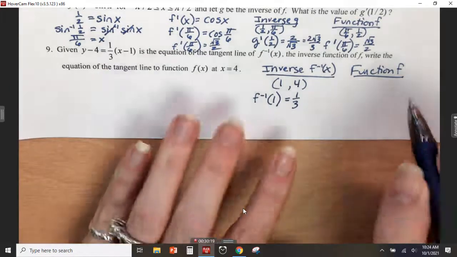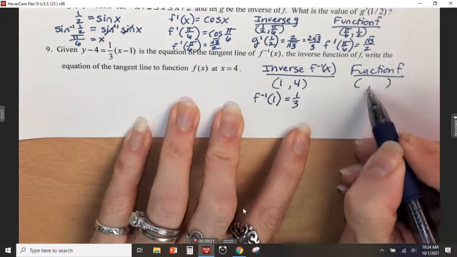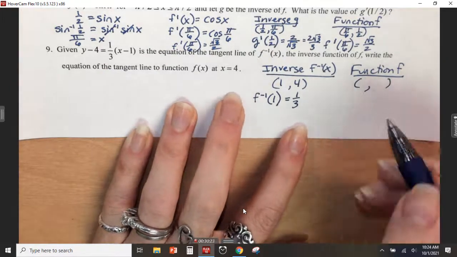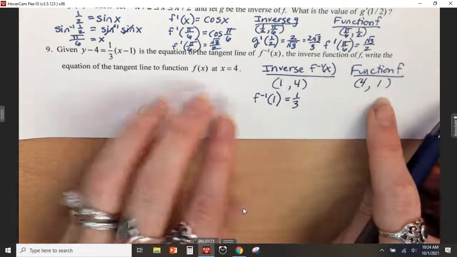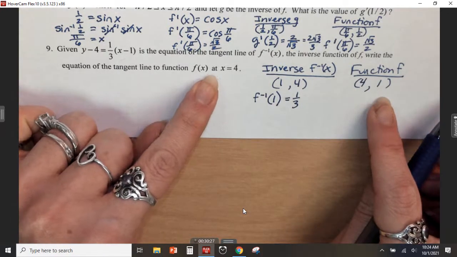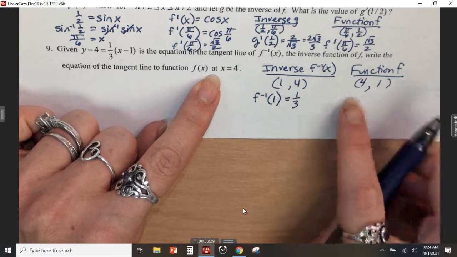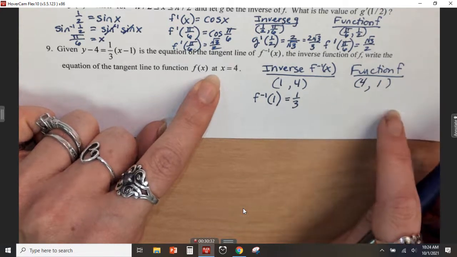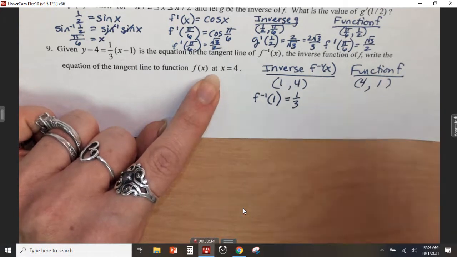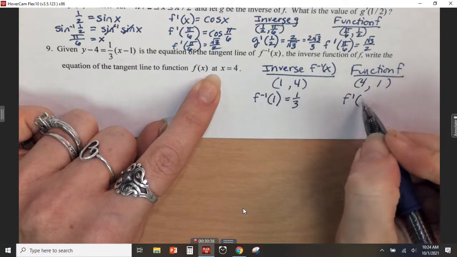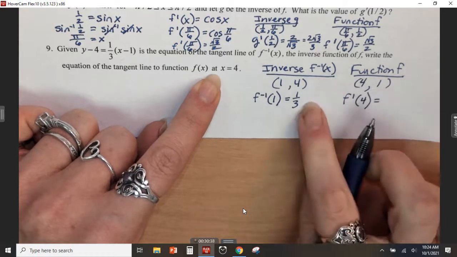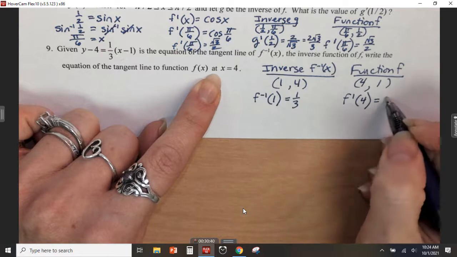Okay? So what would be the point that correlates on the original function? 4, 1. And look, they want me to find the equation at x equals 4. So that's convenient because that's this point, right? So we have the point. We need the slope. F prime of 4, very good, would be the reciprocal of this one, so 3.